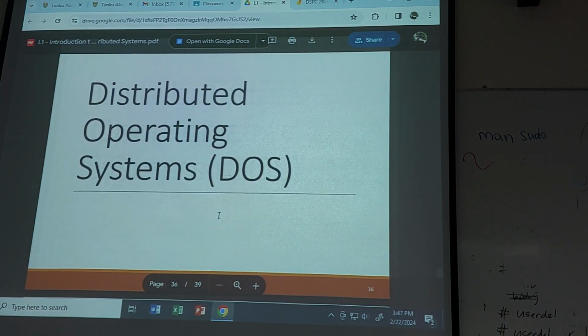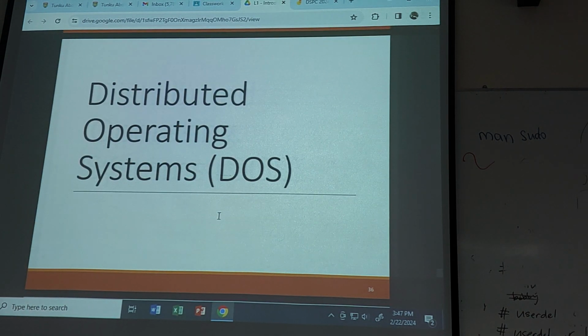Okay, this is the last part. Lifetime, I finished at 4, right? The last part is operating systems.